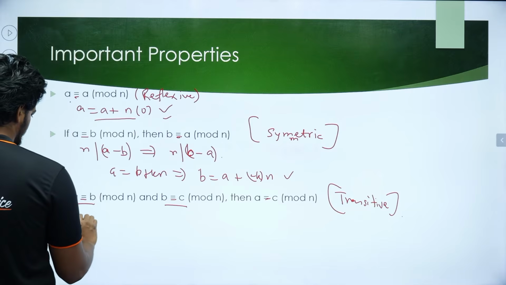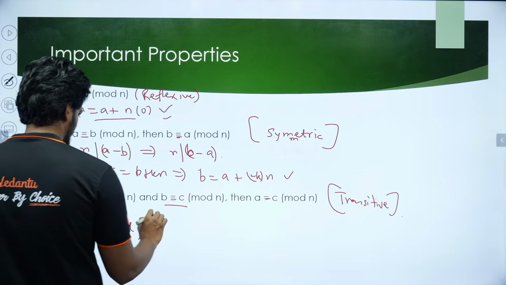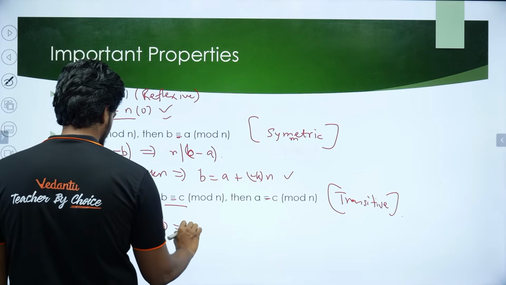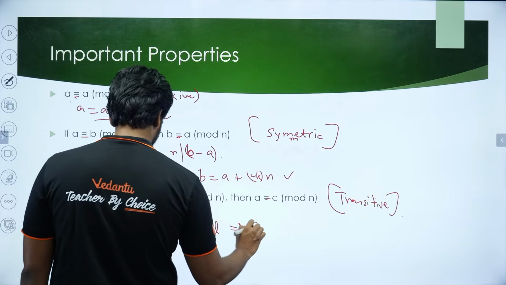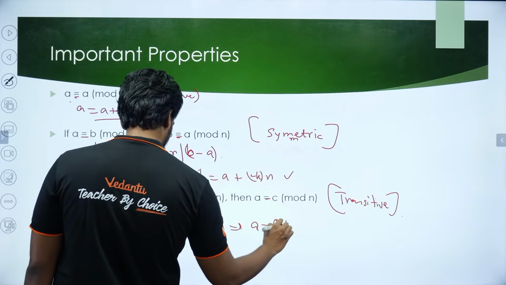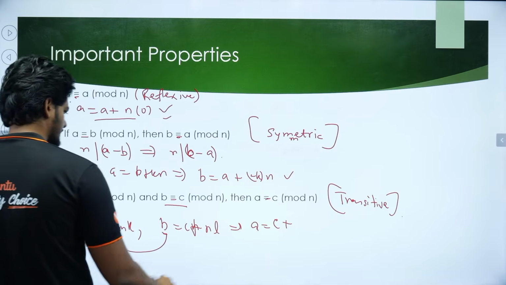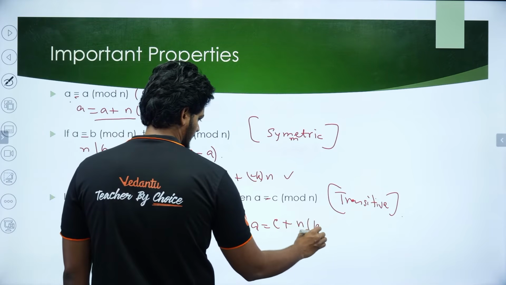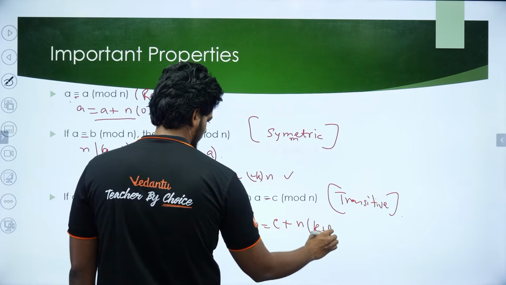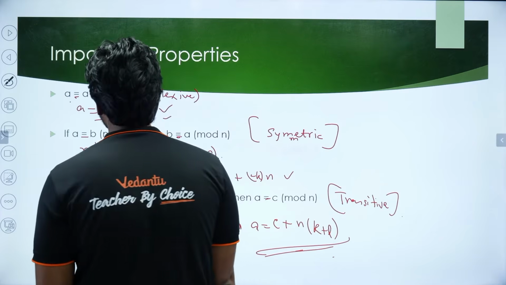Okay. So a is equal to b plus nk and b is equal to c plus nl. That implies a is equal to c plus, so I will just replace this b over here. That will give me c plus n times k plus l, right?